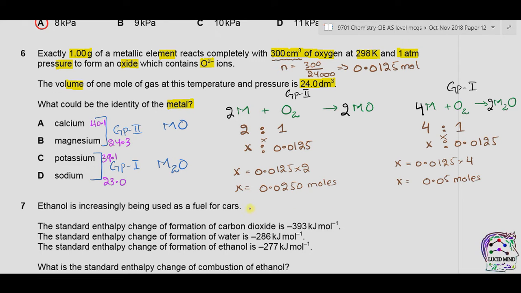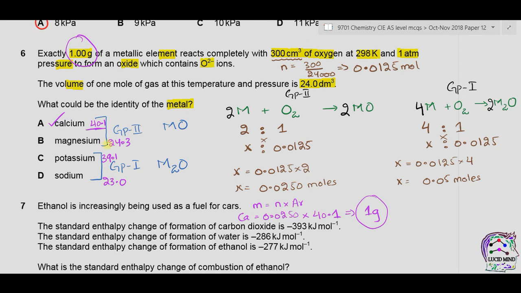So by using the formula mass is equal to moles times atomic mass, we can find the mass of calcium. Number of moles is 0.0250 times its atomic mass, which is 40.1. So the mass of calcium comes to 1 gram. This is exactly similar to the one given in the question, so therefore A could be the correct option.